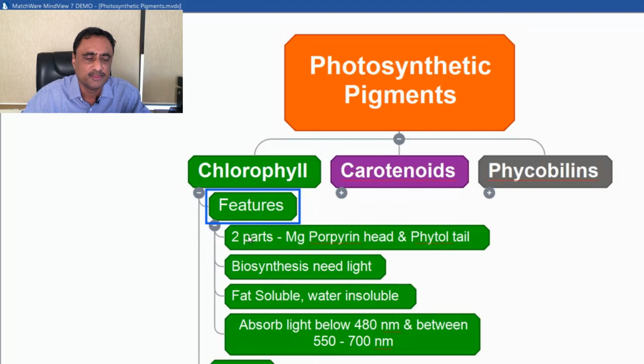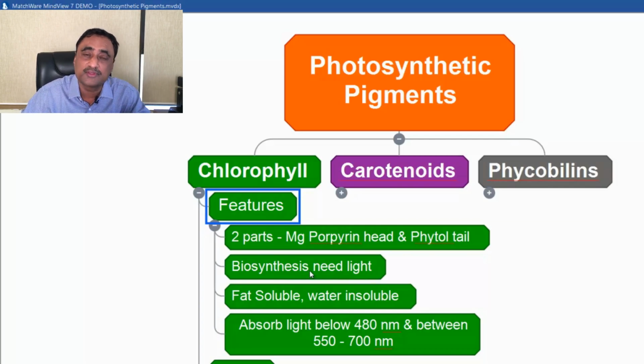So let's discuss one by one the different types of chlorophyll and the general nature of chlorophyll as well. Talking about the very first feature, chlorophyll is made up of two parts. One is the magnesium porphyrin head, and second is the phytol tail. Within the phytol tail there is a long carbon chain. The porphyrin head itself is made up of 4 tetrapyrrole rings, all joined together by 2 coordinate and 2 covalent bonds, and in between them there is a magnesium ion, thereby making the head portion of the chlorophyll.